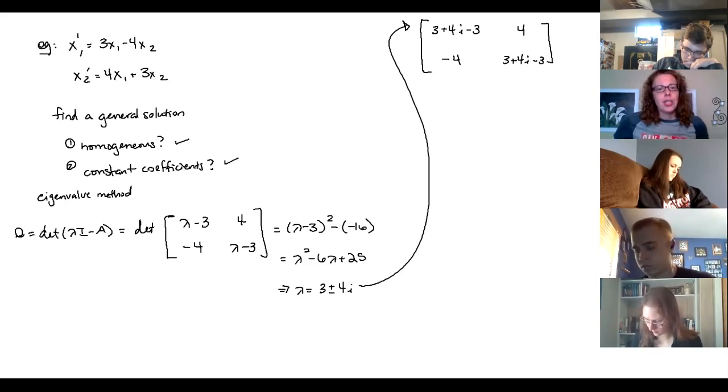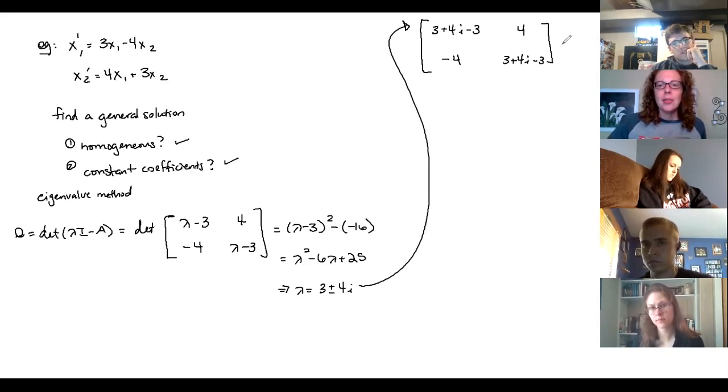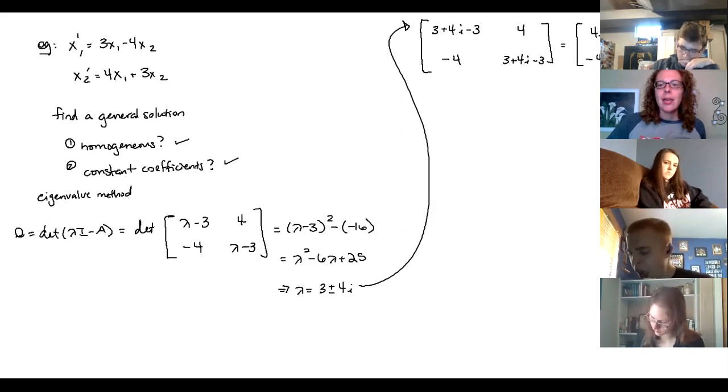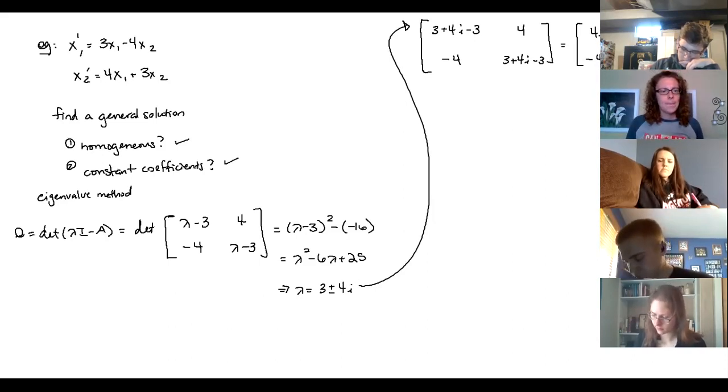Plugging in lambda to your matrix: 3 plus 4i minus 3, 4, negative 4, 3 plus 4i minus 3. Okay, we can simplify. So this gets me 2, 4i, 4, negative 4, and 4i, if I simplify.